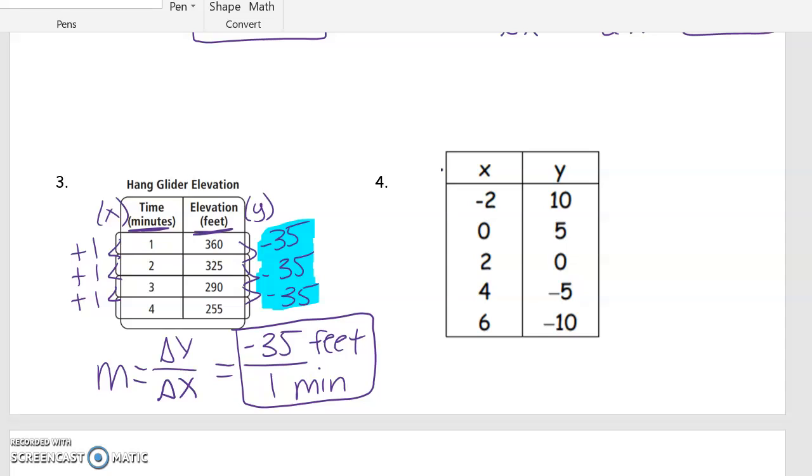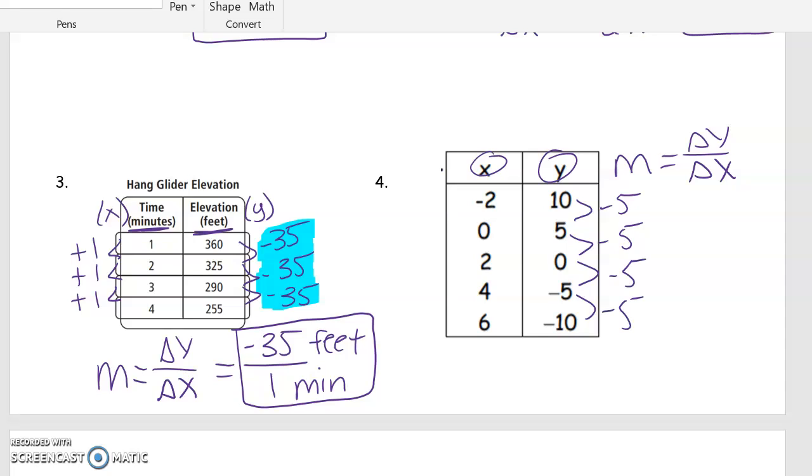All right, now let's do a couple more examples where we're not given units, okay? So this table just gives you the x and it just gives you the y, okay? We don't really need to include units like feet or minutes or miles or hours because we're not given any. So we just want to find our rate of change or our change in y over our change in x. All right, so again, we go down our table. It looks like my y from 10 to 5 is minus 5, from 5 to 0, minus 5, and so on. All right, so that change in y is minus 5.